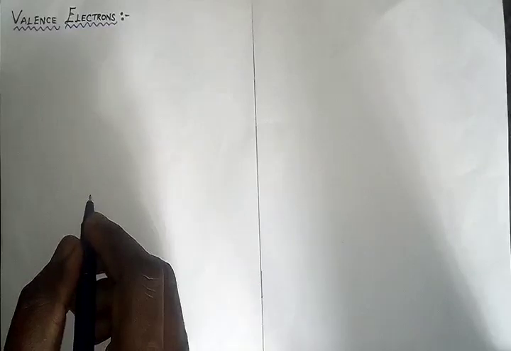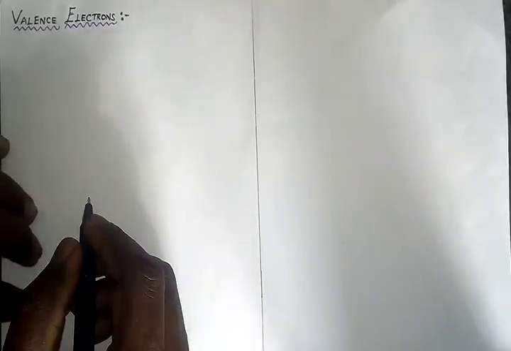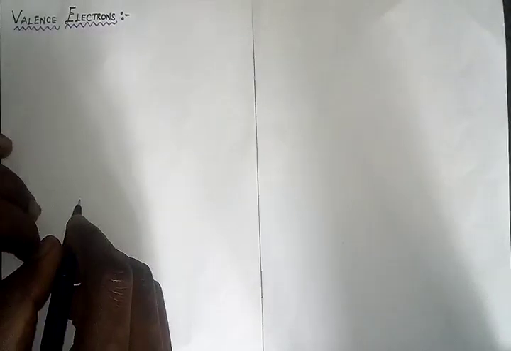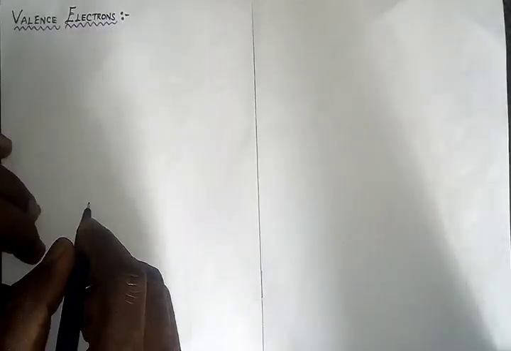In our last video, we have seen the electronic configuration of elements. We found out the electronic configuration using the formula 2n squared, which is called the Bohr-Bury scheme. So we have learned about writing electronic configuration. In this video, I'm going to talk about the next concept called valence electrons and the concept called valency.